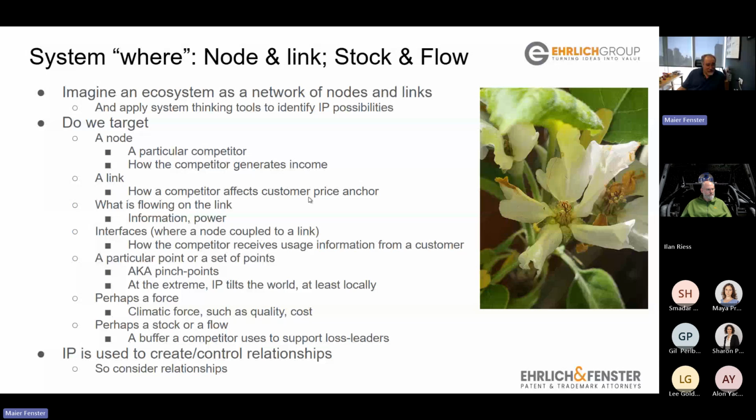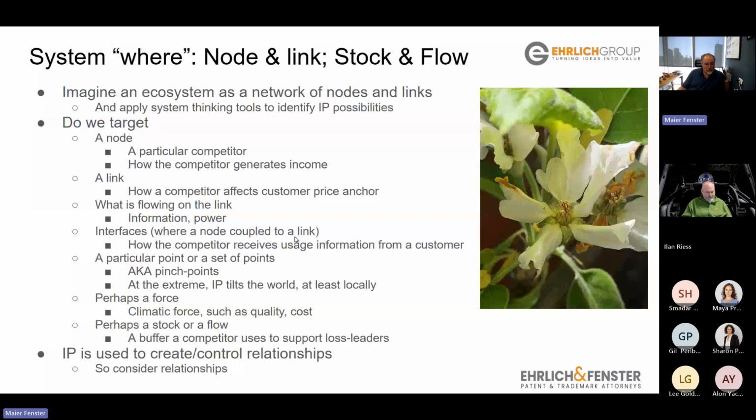The link itself has something flowing on it. Could be information, could be power. Maybe we can block it using IP. Very interesting is interfaces where a node is coupled to another link. For example, I have a competitor. How do they receive usage information from one of their customers? Target that.